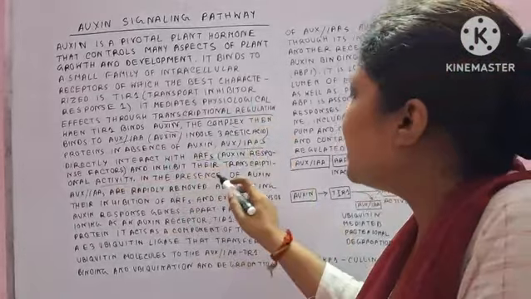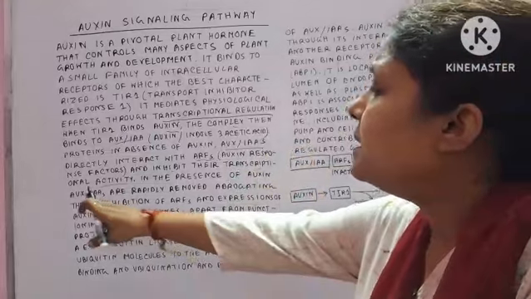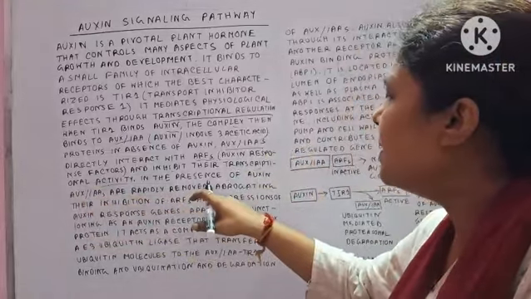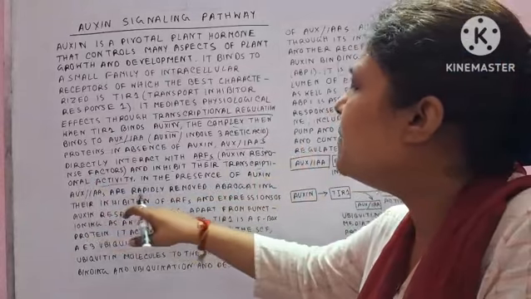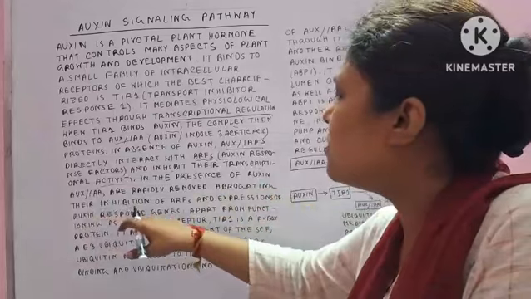Now, in response to auxin, if auxin is present, what happens? Then these are rapidly removed, and their inhibition of ARFs is lifted, allowing expression of auxin response genes.